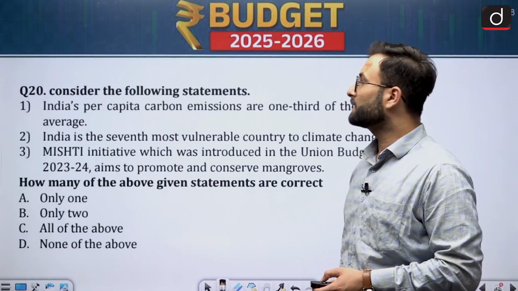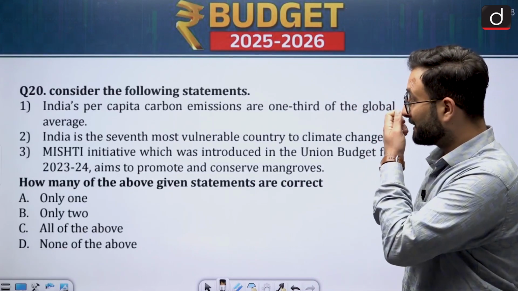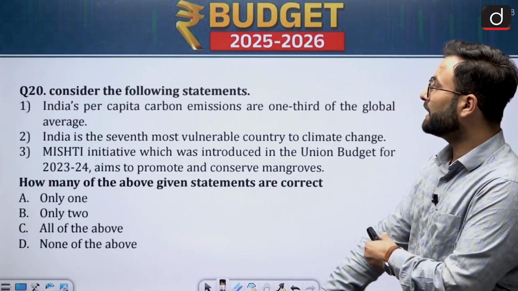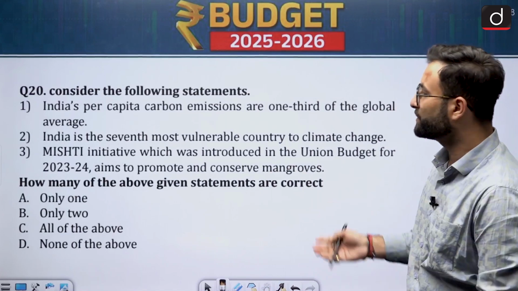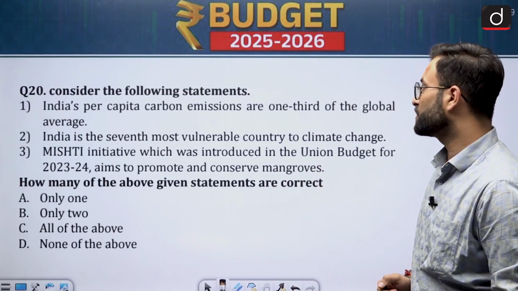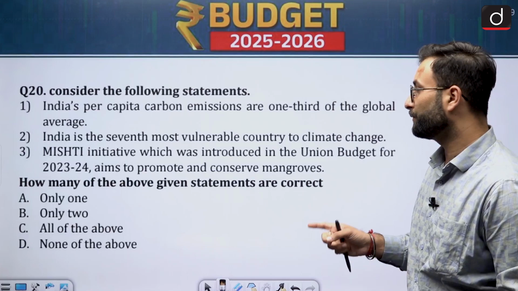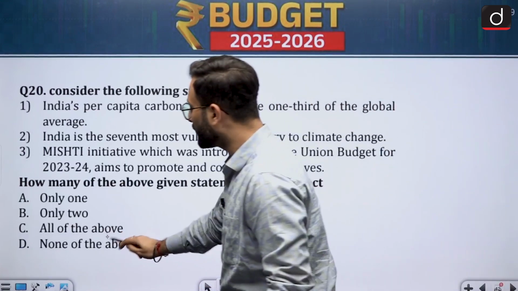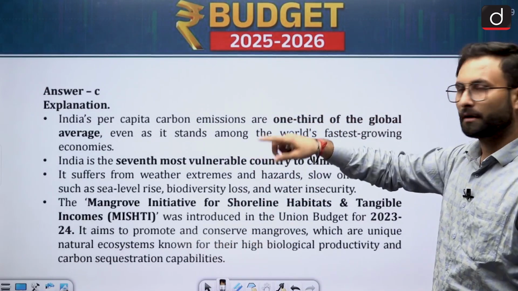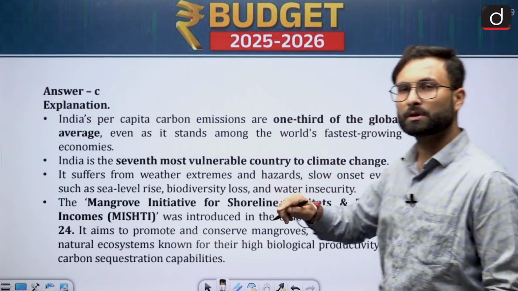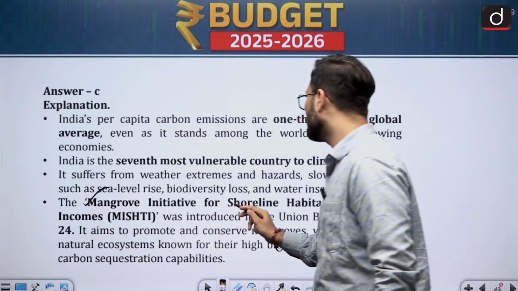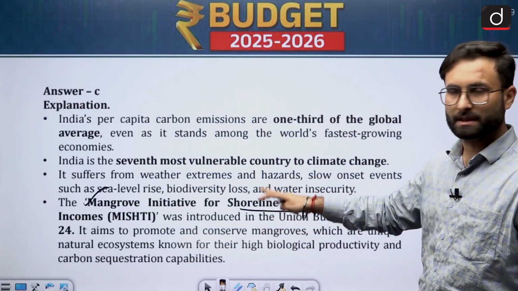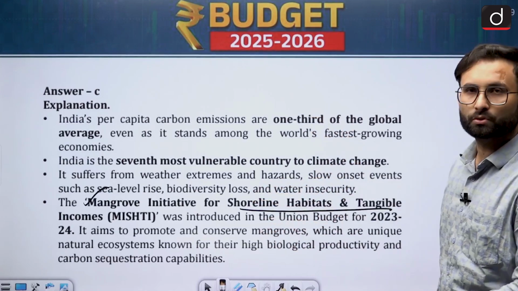Last question, consider the following statements: India's per capita carbon emissions are one third of the global average. Coming to the second one, India is the 7th most vulnerable country to climate change. That is fine. Then the MISHTI initiative was introduced in the Union Budget for 2023-24 to promote and conserve mangroves. Now all the statements here are correct. Option C would be the right answer. This is something which has been written in a similar way over here. The MISHTI initiative is the mangrove initiative for shoreline habitats and tangible incomes. So basically that is to conserve mangroves. So option C would be the right answer. You can go through this slide.